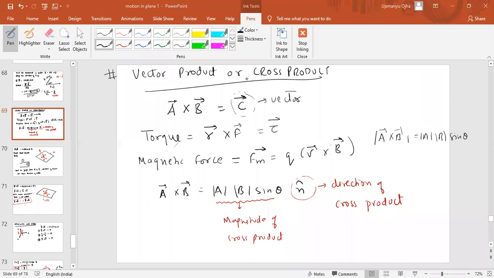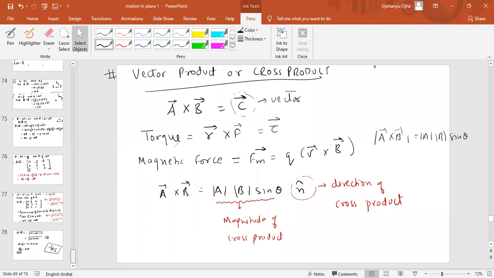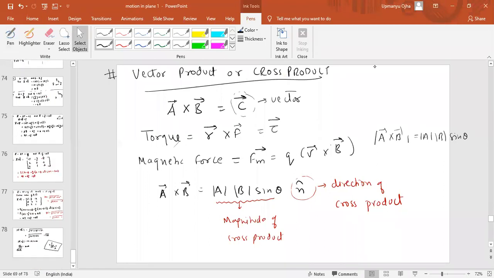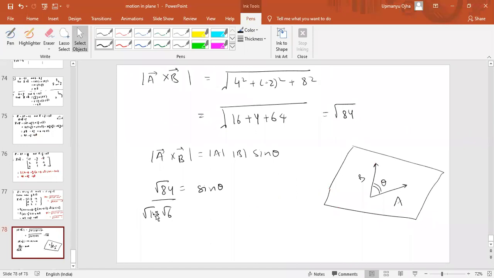If I have to find direction, I have to multiply with n cap. Okay, that is correct. So from here, can we get the value of sine theta? Sine theta will be equal to root of 84 by root 14 into root 6. So the angle between A and B is coming 90 degree. Let me check this.